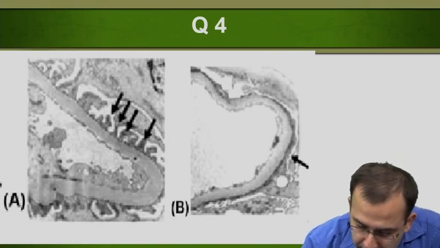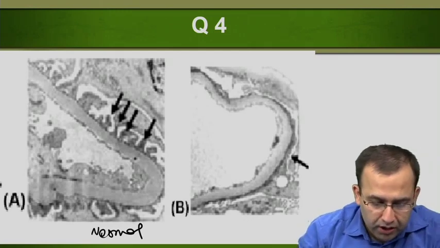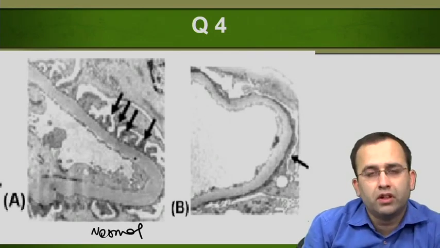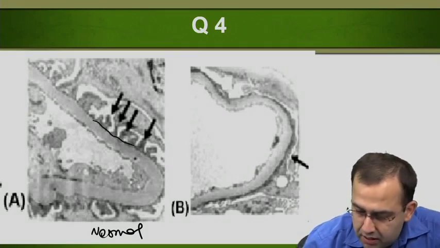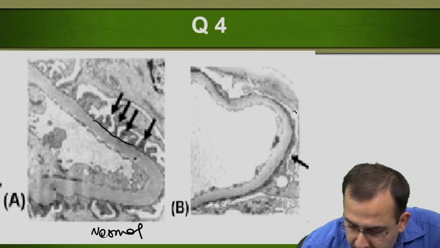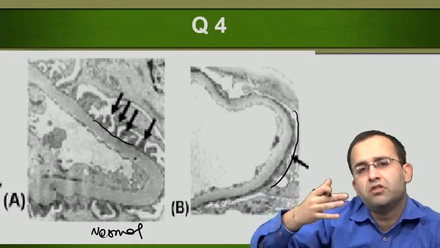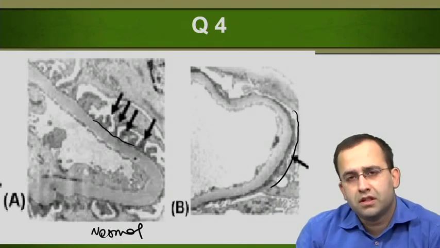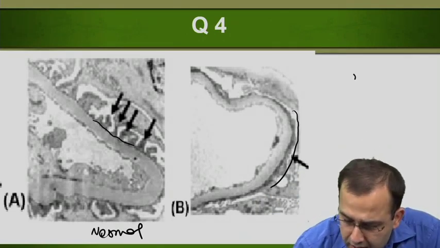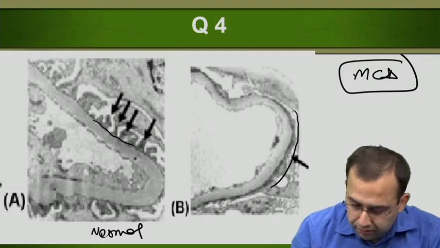What you have is, the first slide is normal. Electron microscopy, do not get into the nitty-gritties of what is the structure. An arrow was placed on the foot processes, whereas in the second there is effacement of foot processes, which were elongated in the first one. So diffuse effacement of foot processes of podocytes, diagnosis MCD, minimal change disease.